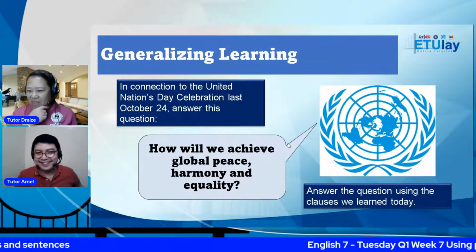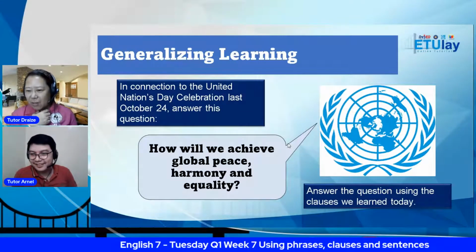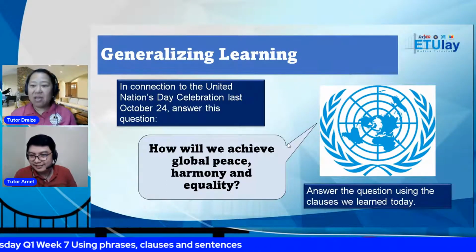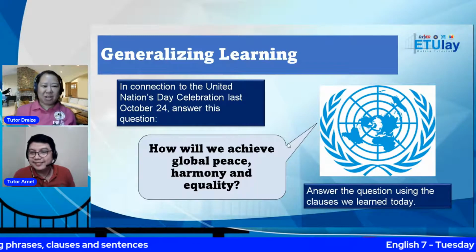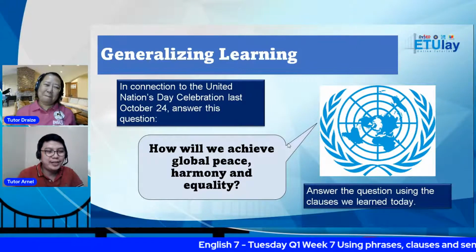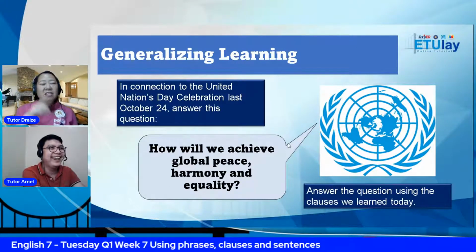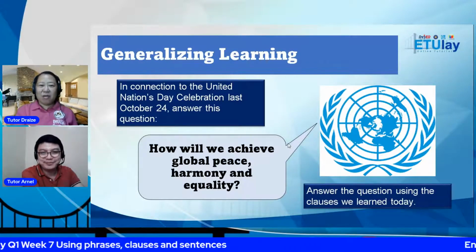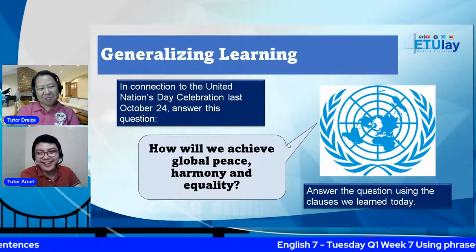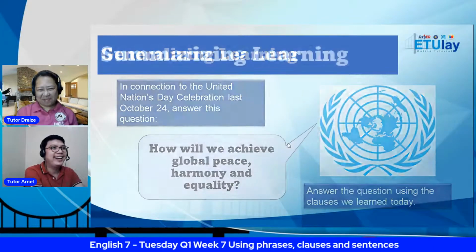And let's have this one last answer from Angela Pauline Best. We will achieve global peace, harmony, and equality by accepting, respecting, and helping each other. Very well said, Angela. Wow, that's great. So we have a lot of answers, but we will be running out of time if we read all of them. And what matters, Tutor Ernell, is they were able to really use that clauses in their answers. That's right. I am glad to see them typing all of their answers correctly.